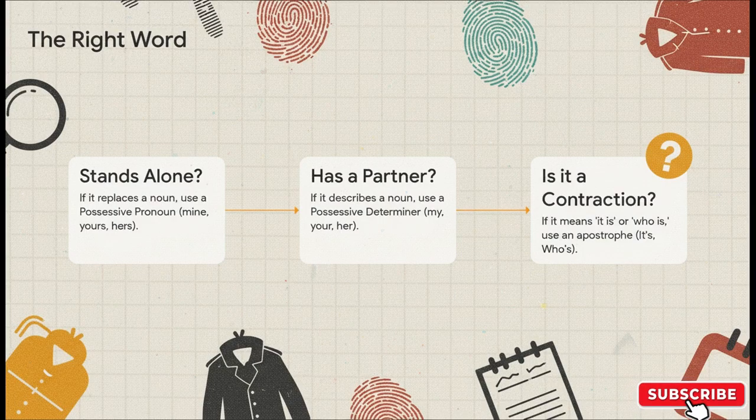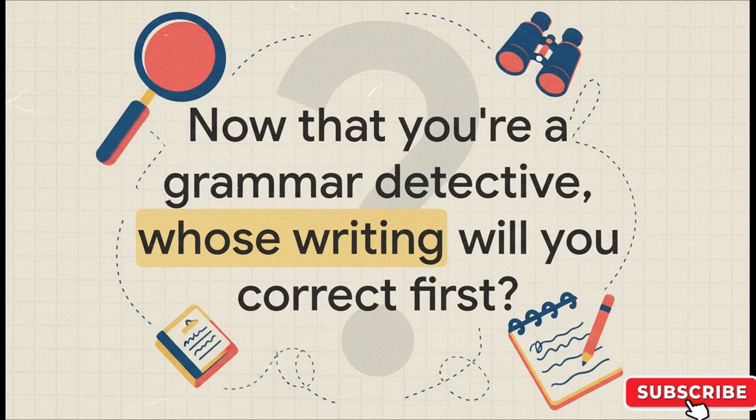And finally, the apostrophe check. Can you swap the word out for it is or who is? Only then, and I mean only then, should you use it's or who's. This quick check will never let you down. And with that, the case is officially closed. Once you know the rules, the mystery just kind of vanishes, doesn't it? The only real question left is, now that you're a full-fledged grammar detective, whose writing are you going to secretly correct first?